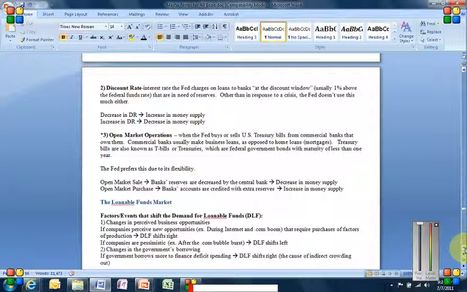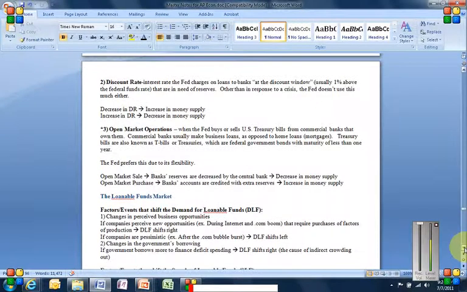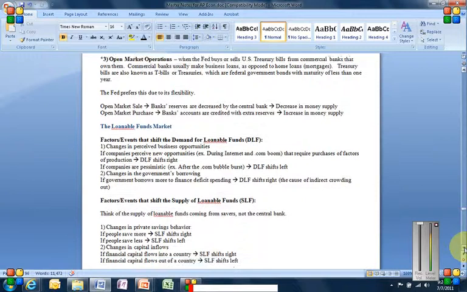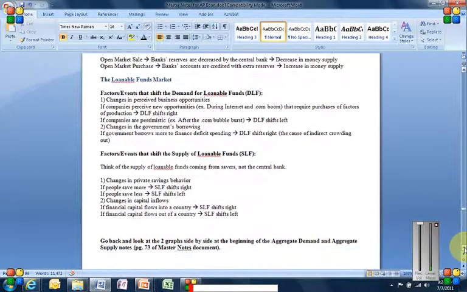Now, what about the loanable funds market, where we have maturities of a year or more? There are, of course, factors or events that shift the demand for loanable funds. So this is a demand curve of a different nature. One is changes in perceived business opportunities. Let's say companies perceive some new opportunities.